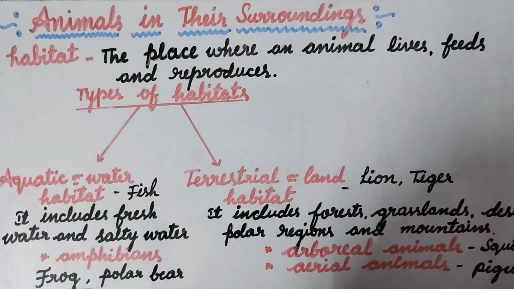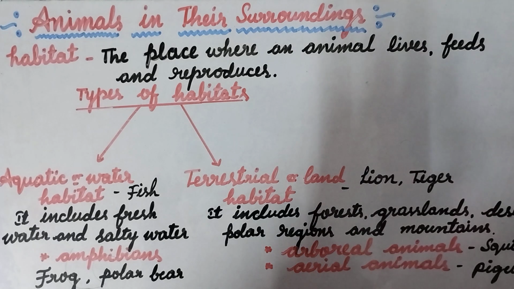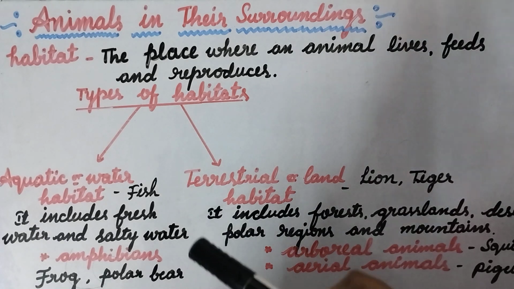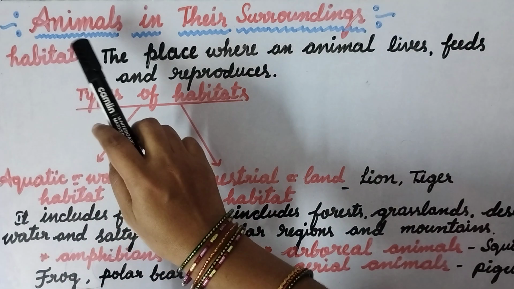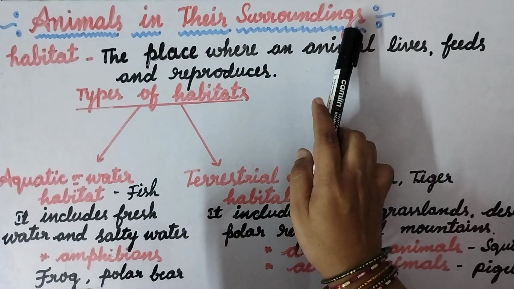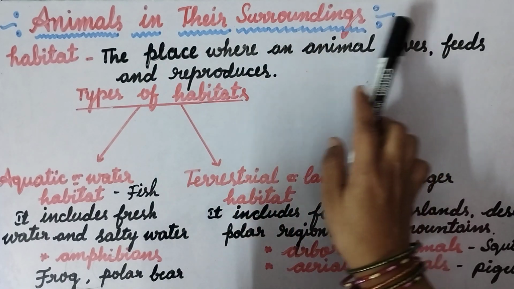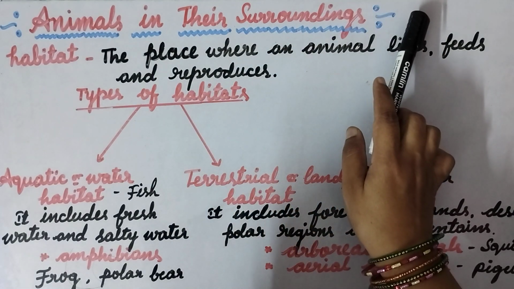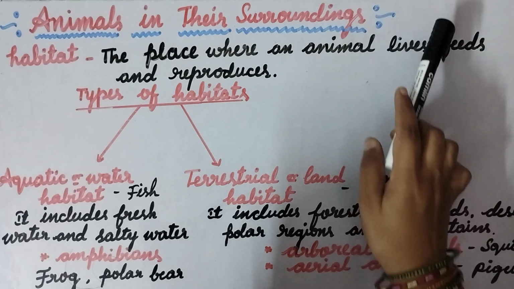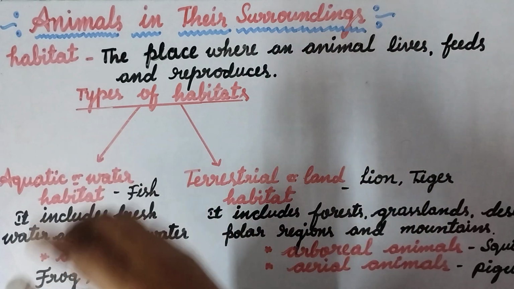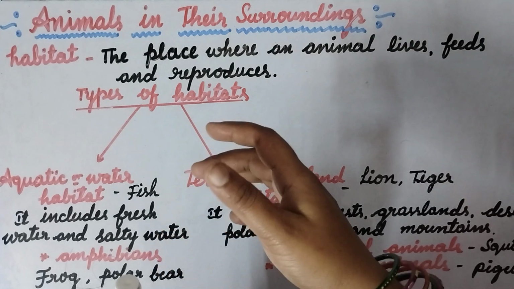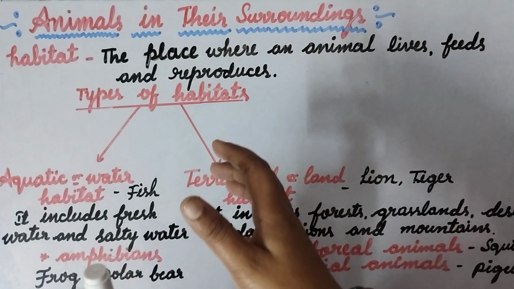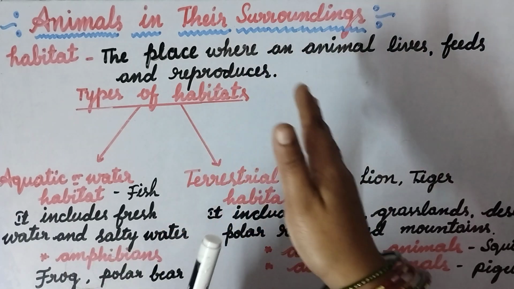Children, today we will learn about Science chapter 2, grade 5. Let us discuss the animals in their surroundings, chapter 2 of the Science book for grade 5. So let's begin. Here I will give a brief introduction about the animals in their surroundings.